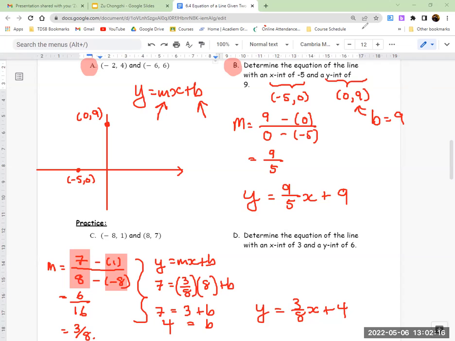Okay. I'm going to leave D with you. I think you could do it by yourself, but please recognize x-intercept of 3 and y-intercept of 6 actually give you 2 points, but you have to be careful what number goes where. Where is the 0 and where is the 3? Where is the 0 and where is the 6? Please be careful. Right? But you can do that as homework.